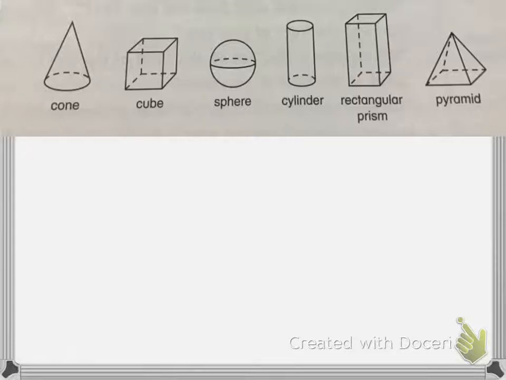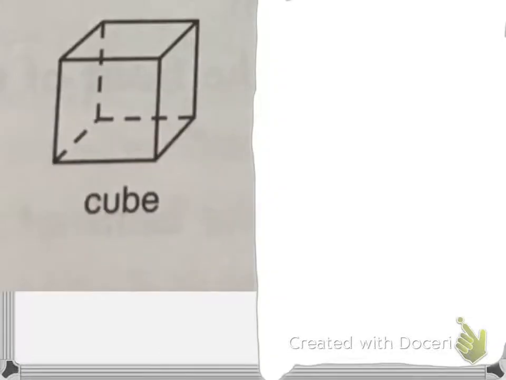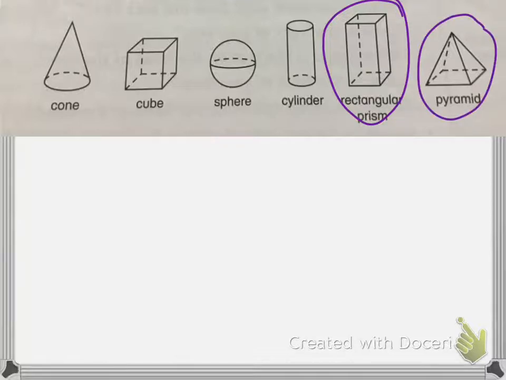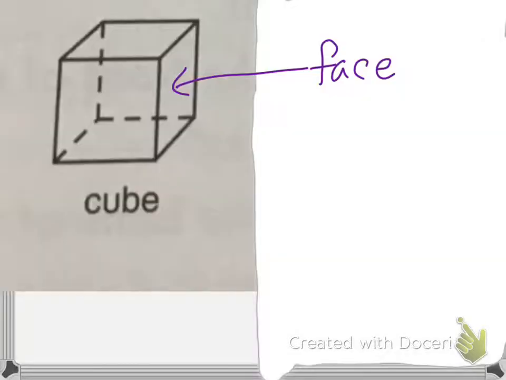Now, some of these geometric solids only have flat sides. When you have a side that is flat, we call that a face. So this cube has flat sides, so that would be called the face of the cube. The other ones that have faces would be the rectangular prism and the pyramid, because these faces are flat. Since a cylinder, a sphere, and a cone have round surfaces, they do not have a face.